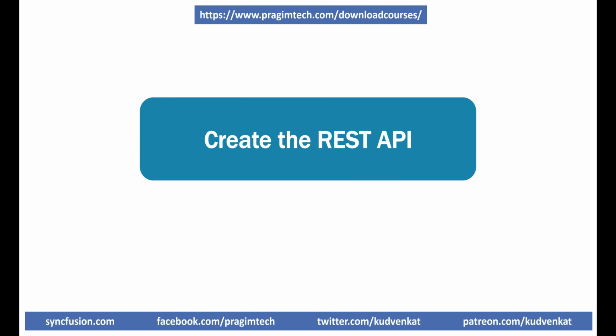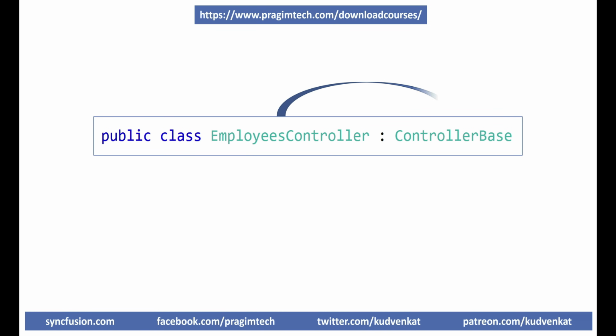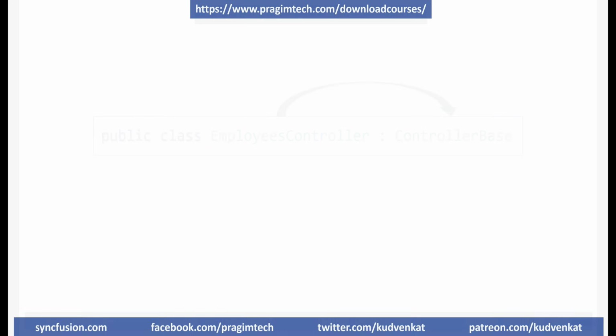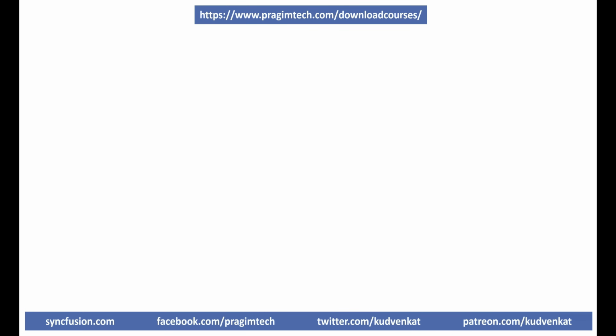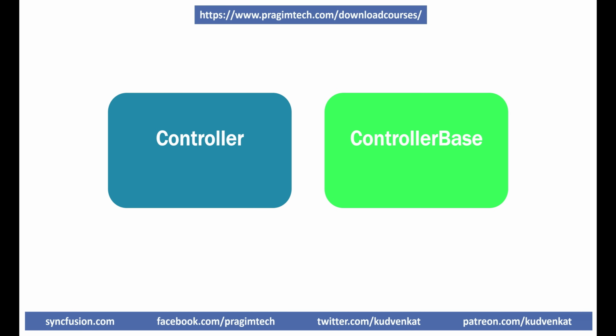Our next step is to create the REST API itself. In .NET, to create a REST API, we create a controller class that derives from the built-in controller or controller base class. One confusion here is which built-in class to use as the base class. Well, the answer is very simple. If you're creating a REST API, make your controller class derive from controller base and not controller class.